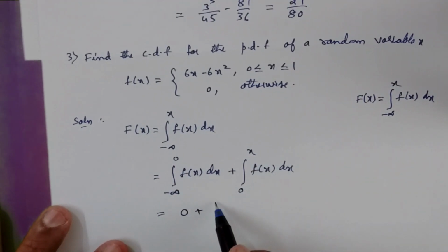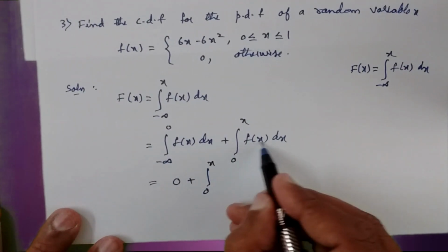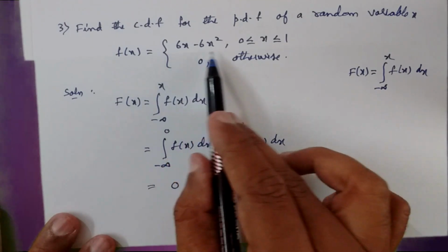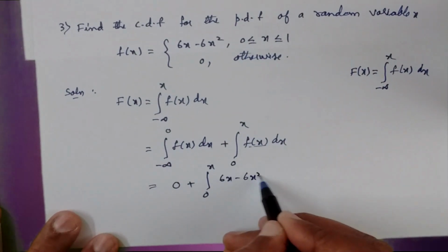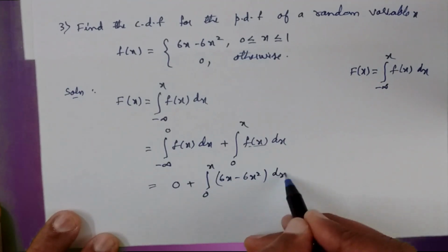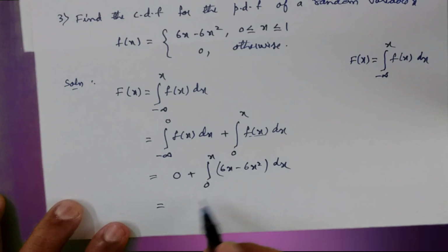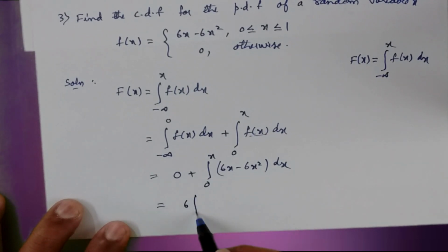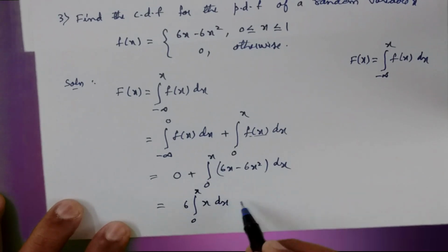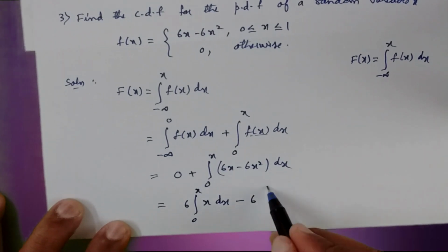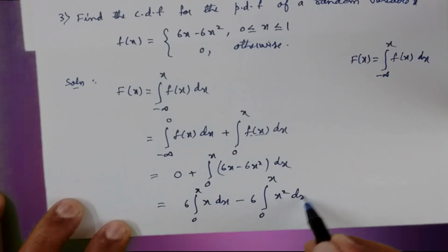Plus you have integral 0 to x. What is f of x value? F of x value is 6x minus 6x square into dx. So let us just try to integrate this one. 6 is common, you have integral 0 to x of x dx, minus, here 6 is common, integral 0 to x, you have x square into dx.